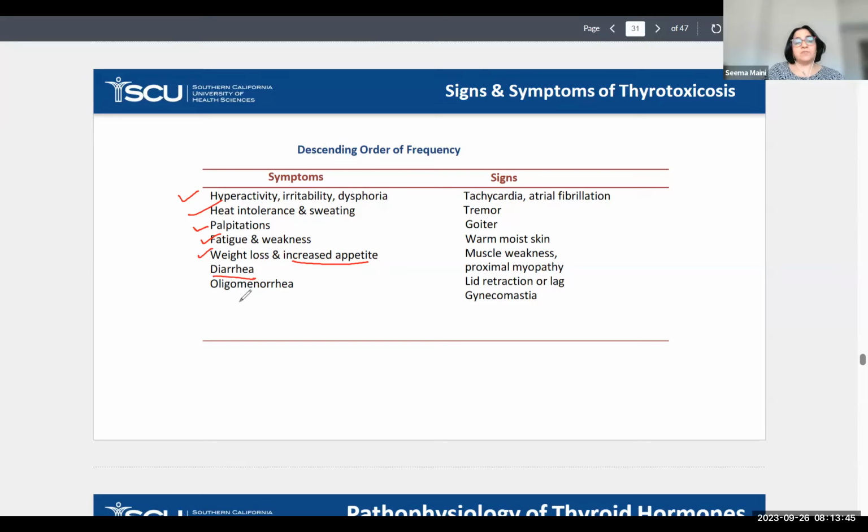Diarrhea because of increased GI motility, and oligomenorrhea. If you examine the patient, there's tachycardia, atrial fibrillation, again because of increased sympathetic activity, fine tremor, there may or may not be goiter, warm, moist skin, muscle weakness, proximal myopathy, lid retraction or lag. We are going to look at the picture of lid retraction, and gynecomastia in males. It is unexplained why there is gynecomastia in males.